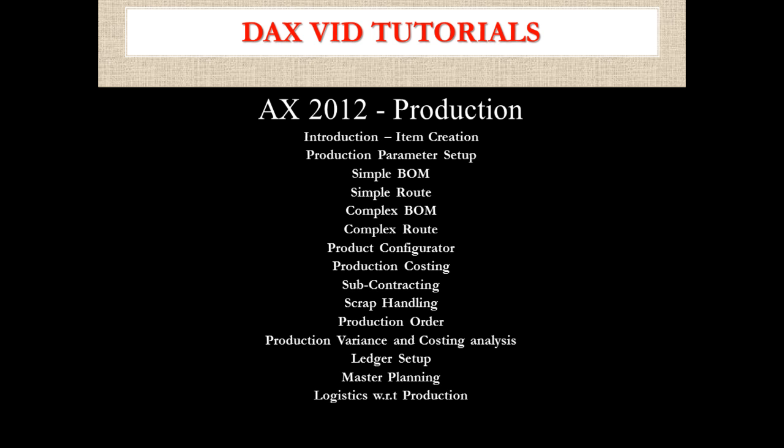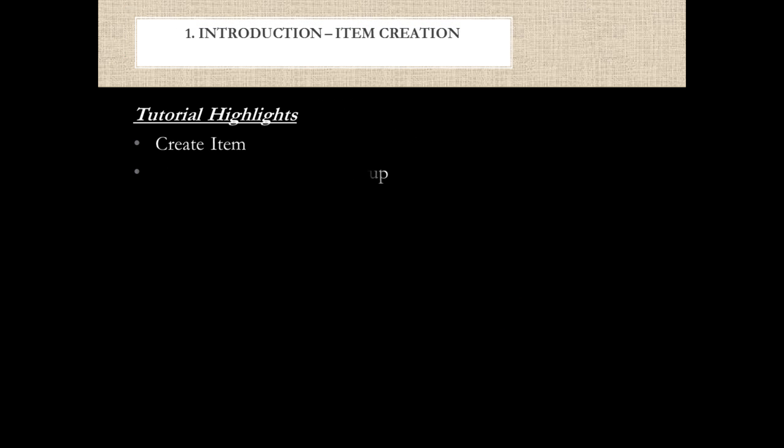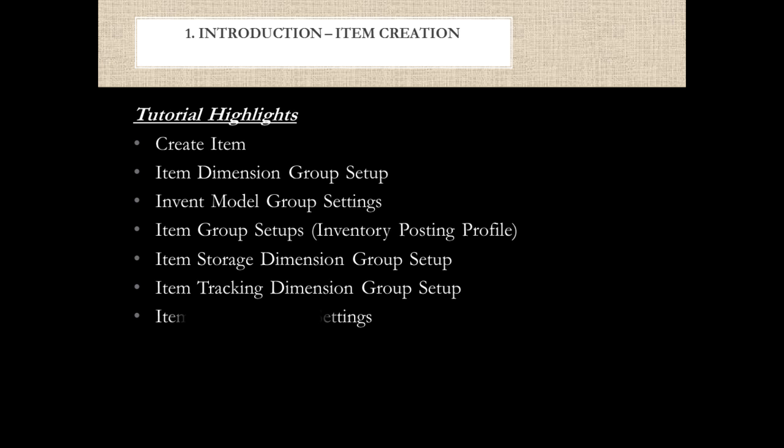These are a set of videos that I have prepared, and I will be starting off with the first one, which is introduction and the item creation. In the first tutorial, you will learn how to create an item in AX2012, the dimension setups, model group setups, item group setups, item storage dimension setups, item tracking dimension group setup, default order setting, and item coverage group, all with respect to production module.